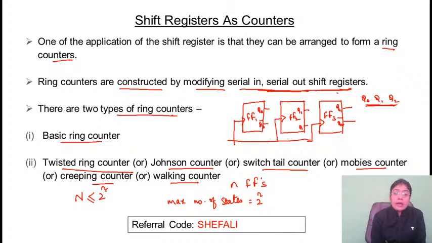What does n represent here? Small n represents the number of flip-flops. Because whenever we have to design a counter, first of all, we need to identify how many flip-flops will be used in the design. That can be identified on the basis of the number of states.